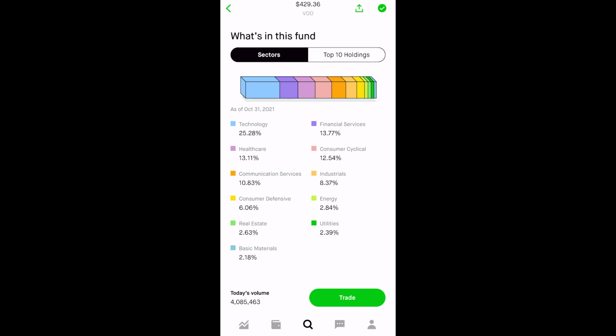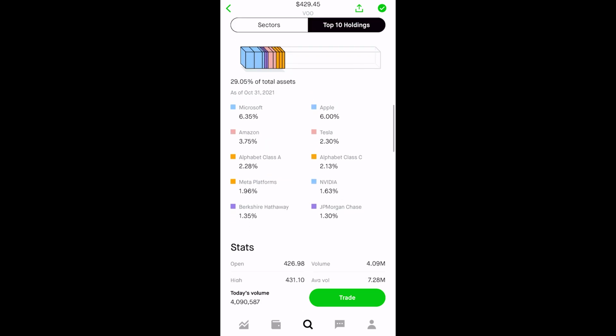Because it's not like they're going to hold an equal amount of the 500 companies that are built into it. And you can tell because if you click on top 10 holdings, you can see right here, 6.35% is Microsoft, 6% is Apple, 3.75% is Amazon. So obviously, it's not like you're blending the 500 different companies fairly throughout the entire ETF.